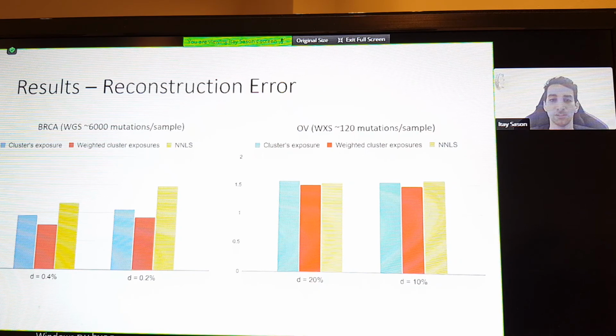So for this experiment, we used a whole genome breast cancer dataset with an average of 6,000 mutations per sample, and a whole exome ovarian cancer dataset with an average of 120 mutations per sample. We reduced both datasets to 24 and 12 mutations, and as can be seen, both variants of reconstruction with MIX are better than non-negative least squares. In particular, the soft clustering approach dominates across all settings. Also note that the performance of non-negative least squares significantly worsened when using 12 mutations, while MIX is almost unaffected in comparison. This suggests that MIX is better suited for more sparse data.